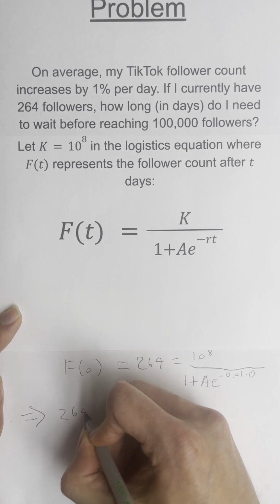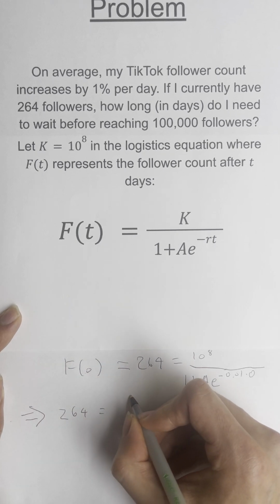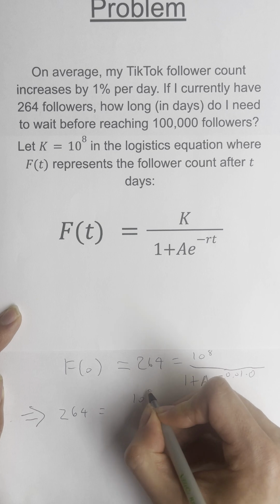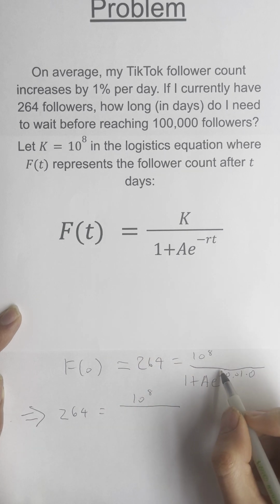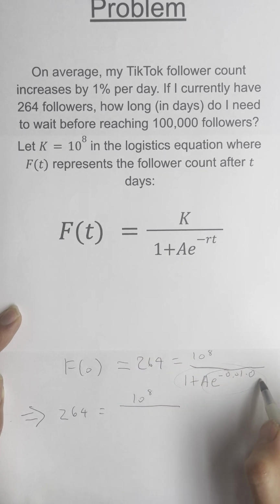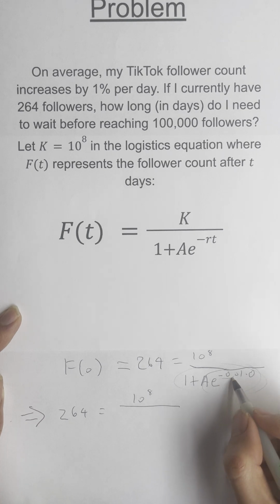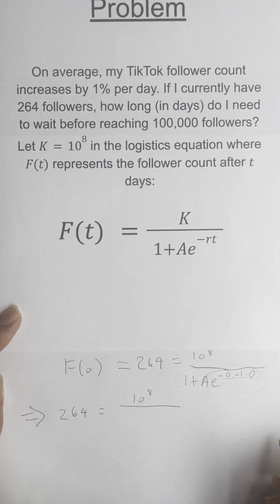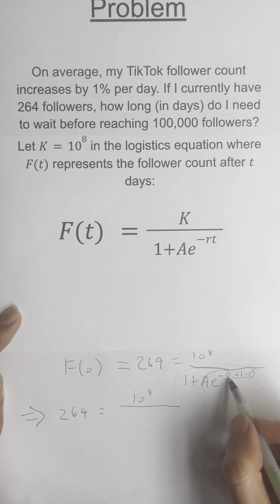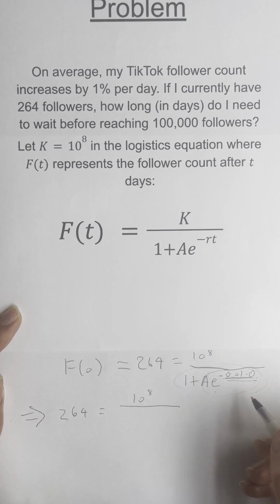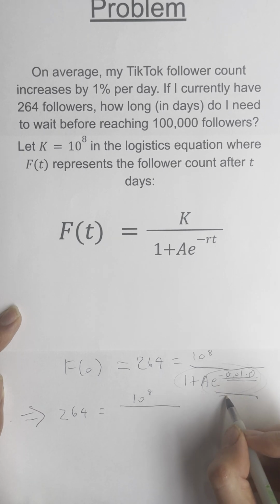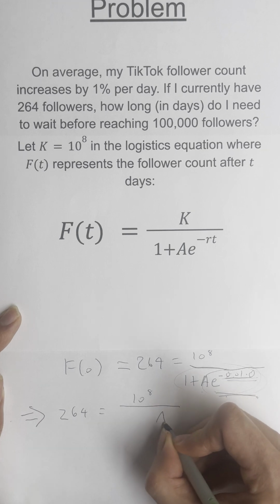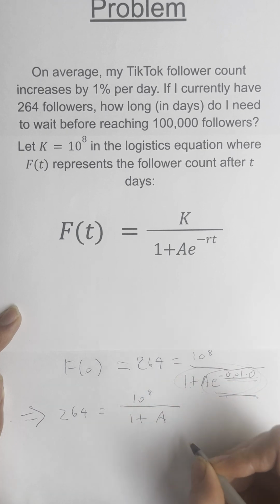So that means 264 is equal to 10 to the power of 8 over, well, how do we simplify the denominator? What can we do here? So this is equal to how much? 0. Anything times 0 is 0. And then e to the power of 0 is 1, because anything to the power of 0 is 1. So that means this part is 1, and it becomes a times 1, which is just a. And I'm going to leave the 1 alone.